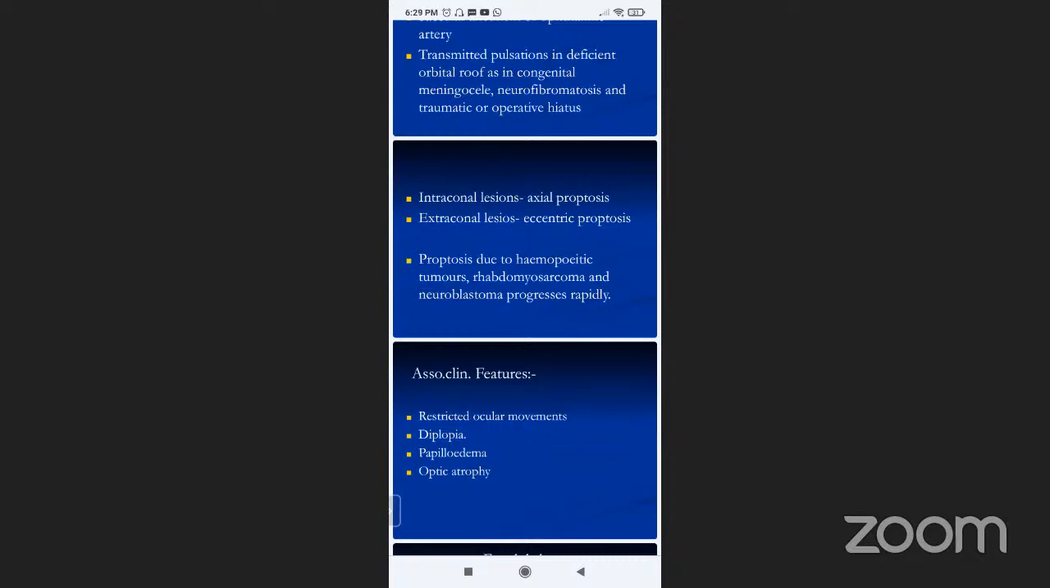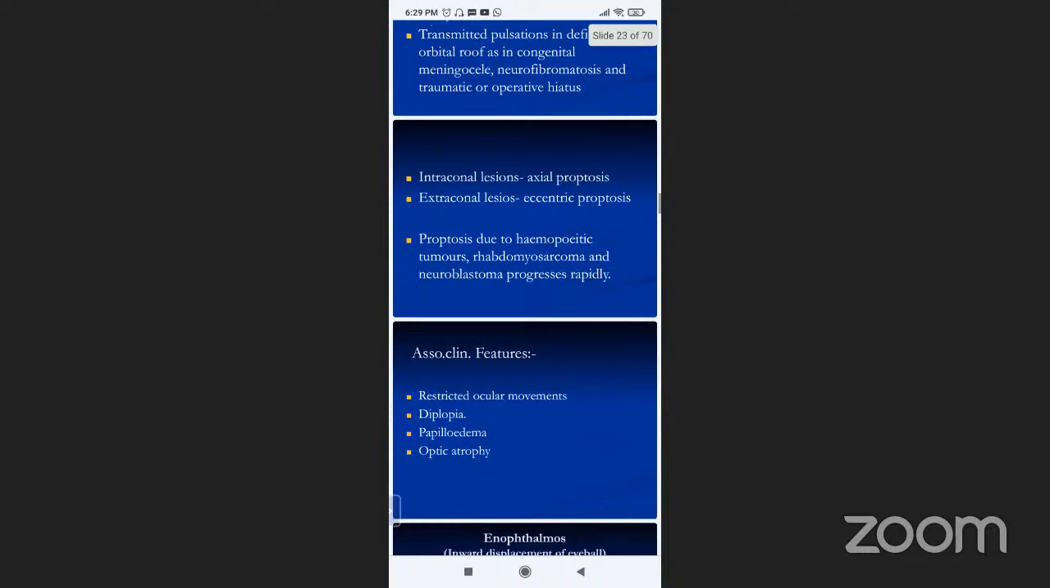Then, optic atrophy. Long-standing pressure on the optic nerve can produce optic atrophy. Usually, when it occurs because of the pressure effect on the optic nerve, we call it disc edema only. When it is due to elevated intracranial pressure only, we use the term papilledema. That you should remember. In orbital diseases, it actually produces optic disc edema, not papilledema. Papilledema is usually reserved for the type of disc edema due to elevated intracranial pressure.